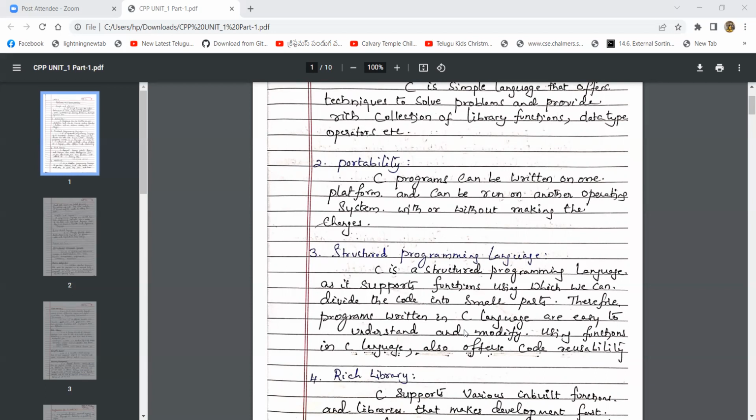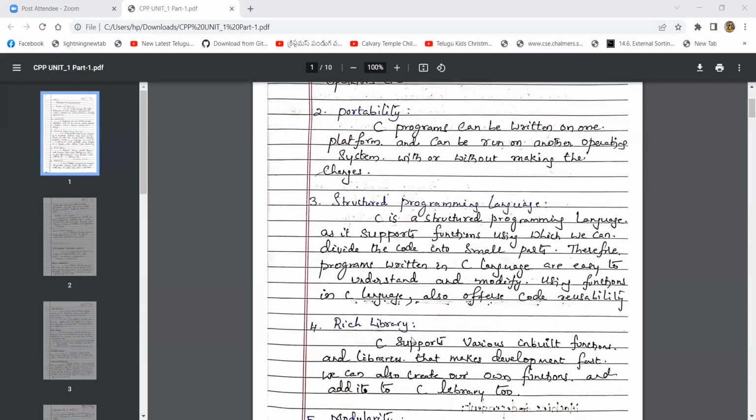By this, we can divide the code into smaller parts. Therefore, programs written in C are very easy to understand because of structured programming. In future, if you want to make any changes, it is easy to modify also. The functions concept also offers code reusability, because we can implement a function once and reuse it many times whenever required in the program.